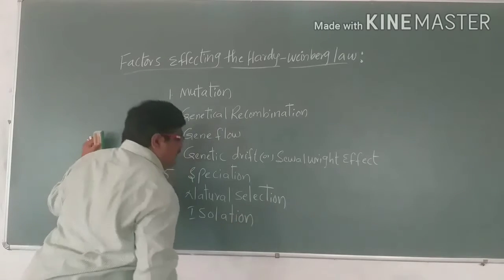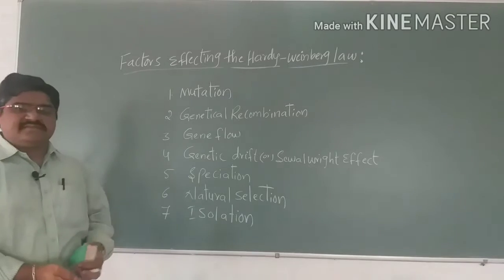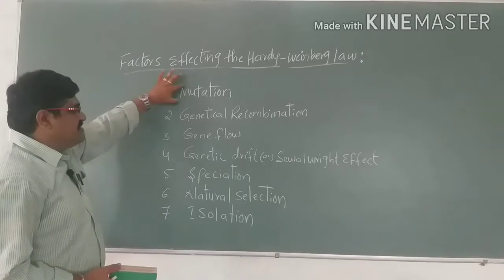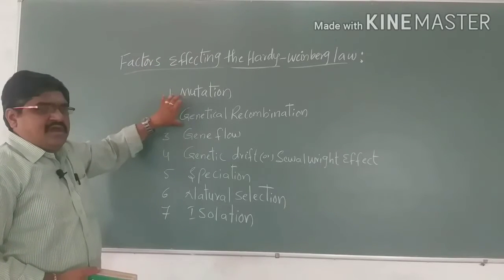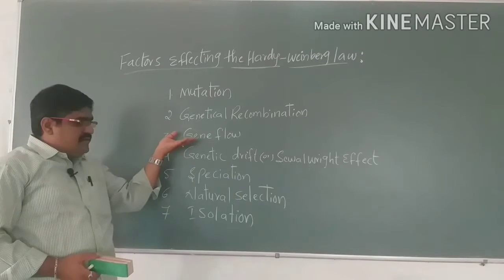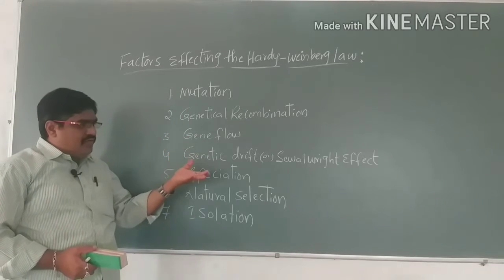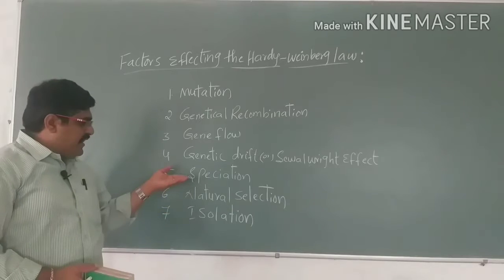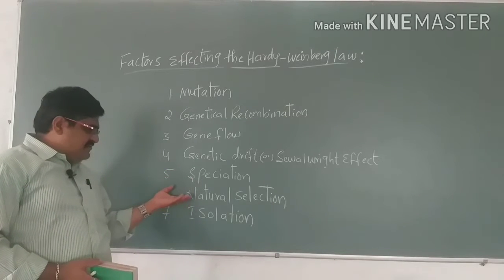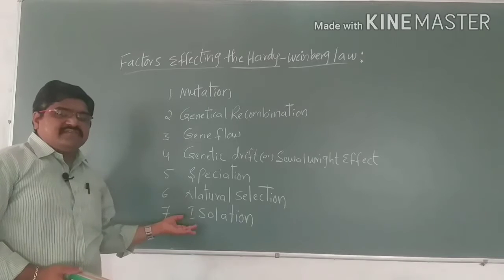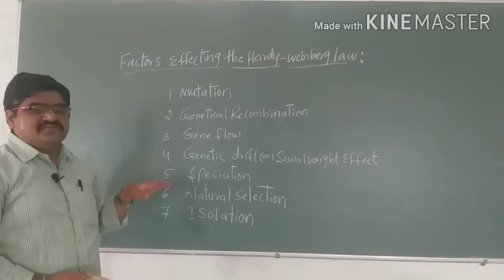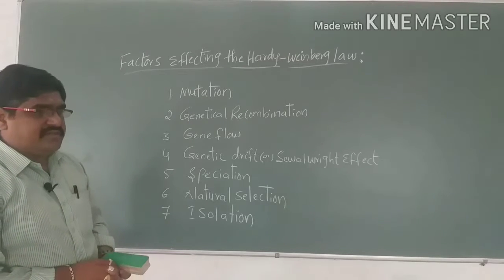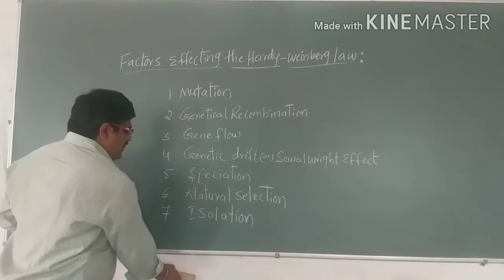So these are the factors which affect the rate of the Weinberg law: mutation, genetical recombination, gene flow, genetic drift, or otherwise you can call it the Sewell-Wright effect, or use the word founder effect also. And fifth, speciation and natural selection, and the last one is isolation. These are the factors which affect the rate of the Weinberg law. So we'll discuss them one by one.